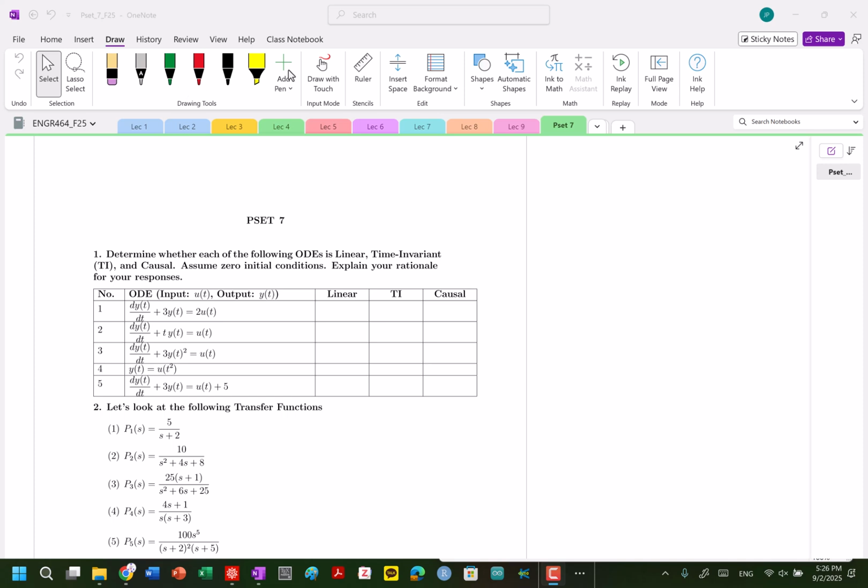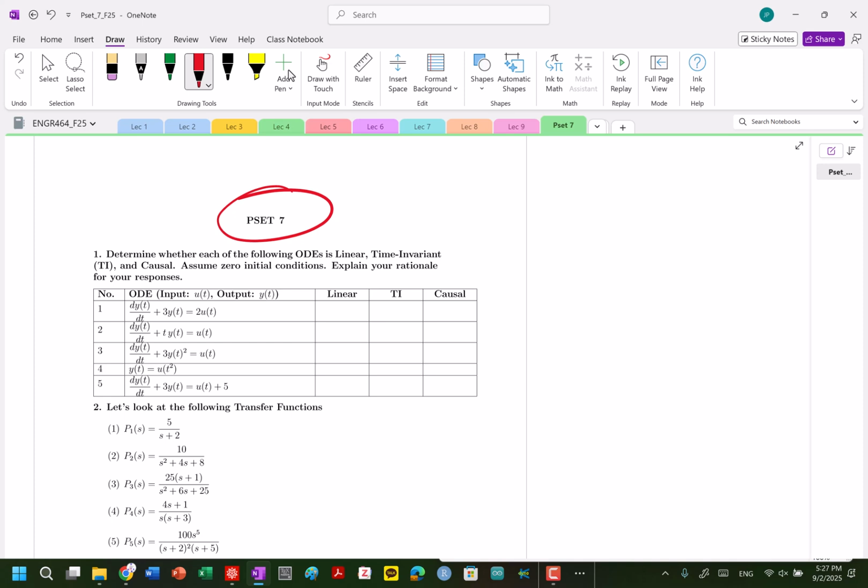All right, everyone, we are back and we are going to do our Pset 7 solution videos. So first we're going to look at, is the system an LTI system and causal or not? And we're going to basically go ahead and answer some of those questions. So let's go ahead and look at our first system.